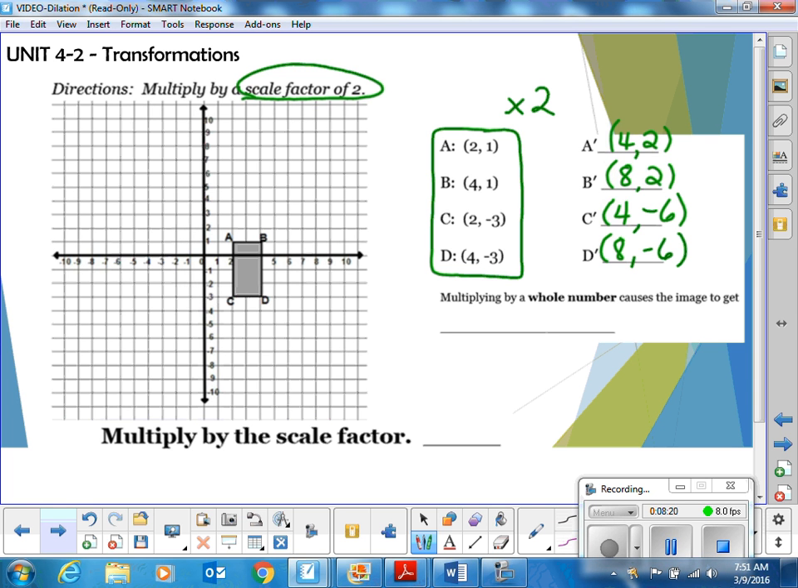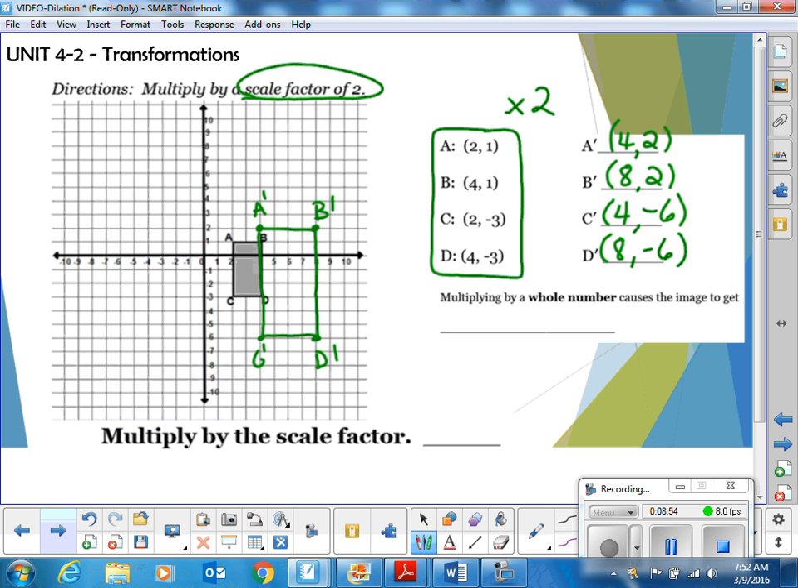So let's go over to -4, which is here. You can't see it. And then up to 2, that is our new A. We're going to go over 8 and up 2. That is our new B, or B prime. C is over 4 and down 6. And then D is going to be over 8 and down 6. And it just forms another rectangle. That's over slightly, but you can see it's twice as big.